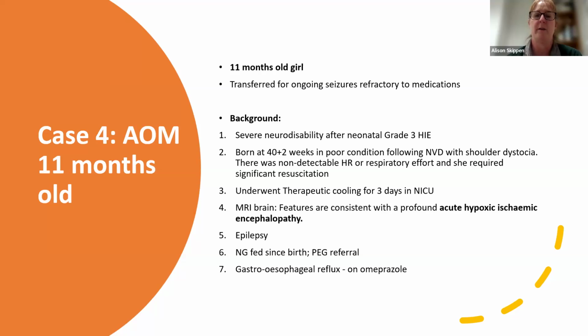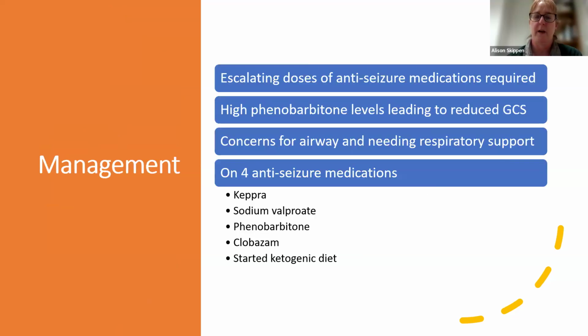Because of that, she went on to develop cerebral palsy, epilepsy, swallowing problems, needed a PEG, and reflux as well. The seizures she developed became refractory to medication, so she was given lots of different medications. When she came to us, she was on 4 anti-seizure medications: Keppra, valproate, phenobarb and clobazam. Then we started the ketogenic diet, which is another therapeutic treatment for seizures. Sometimes we do a rapid ketogenic diet start to try and get on top of things.